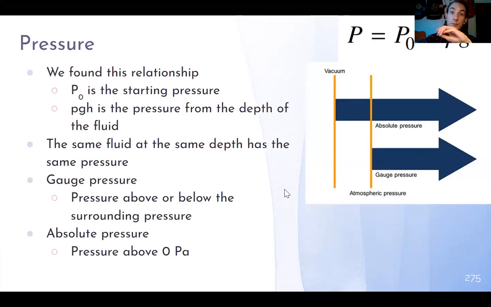I think this is probably the one thing from the unit that is still super confusing, and I feel bad about it.